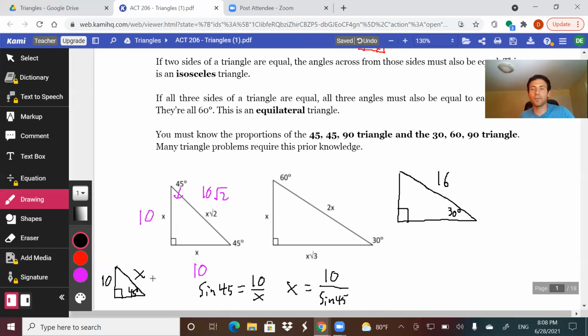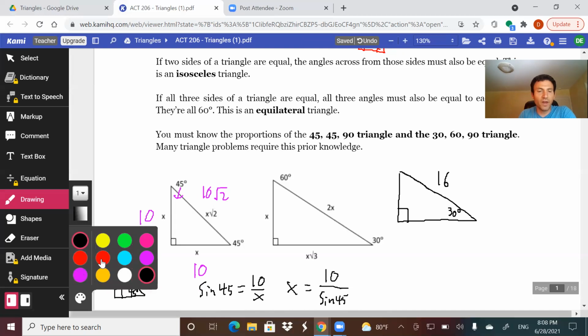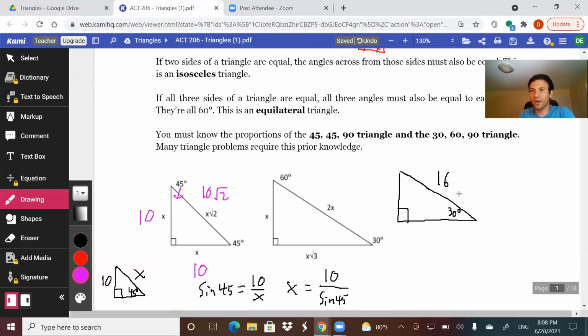I'll show you some problems later on from previous tests where you'll see why it's better to just know the proportions. And here's kind of a funny thing. You can try to race me on this one if you want to do it with trig, but I'll tell you exactly what this side is and what this side is before you even have touched your calculator.